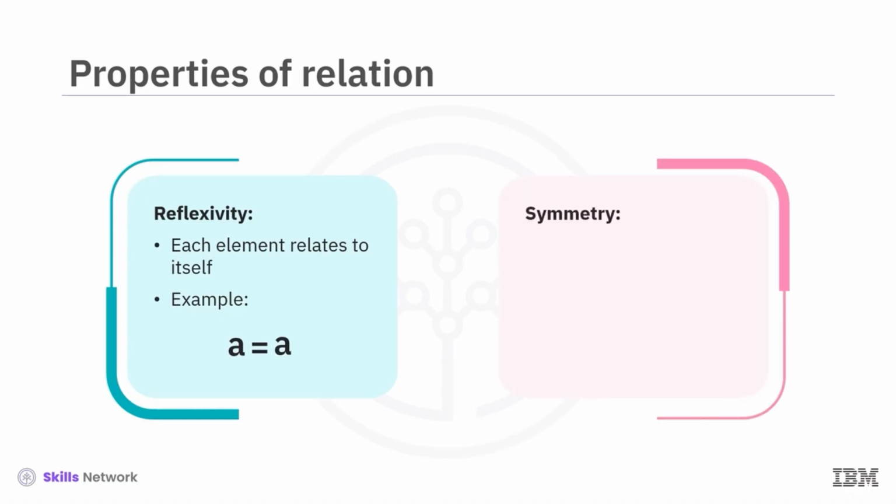The second property is symmetry. The property characterizes a relation as symmetric if, whenever element A relates to B, B also relates to A. The "is a sibling of" relation serves as an example of symmetry.